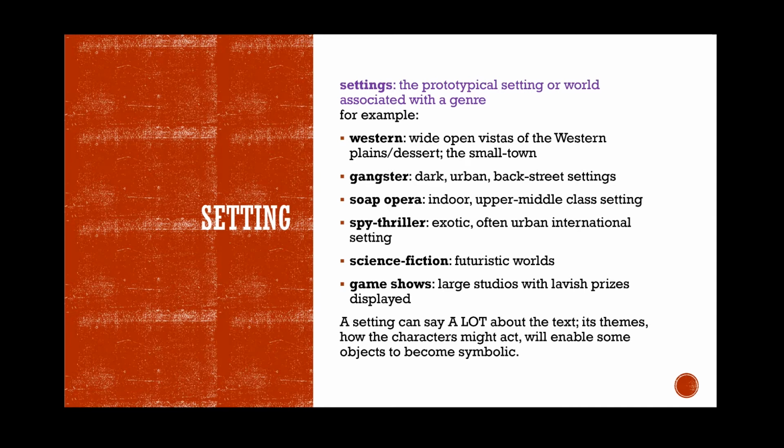These things help us identify what genre we are looking at, okay? Setting can say a lot about the text, its themes, and how characters might act. It also helps some objects to become symbolic, okay? Symbolism is used throughout films, and we'll talk about that in significant objects.